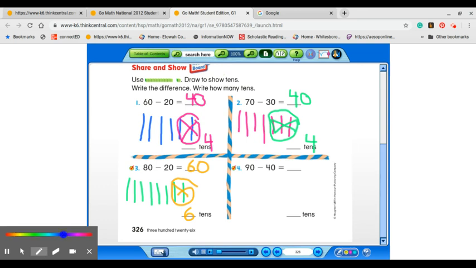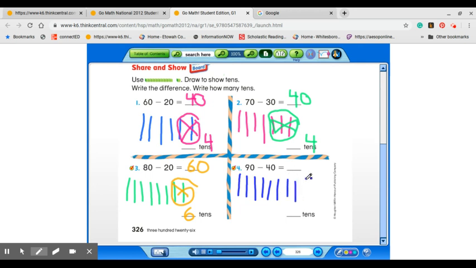Okay, I hope that you've had time to do your work, and I am going to decide out of 90 minus 40, what is my largest number? My larger number is 90. There are 9 tens in 90, and I will draw that. 10, 20, 30, 40, 50, 60, 70, 80, and 90.